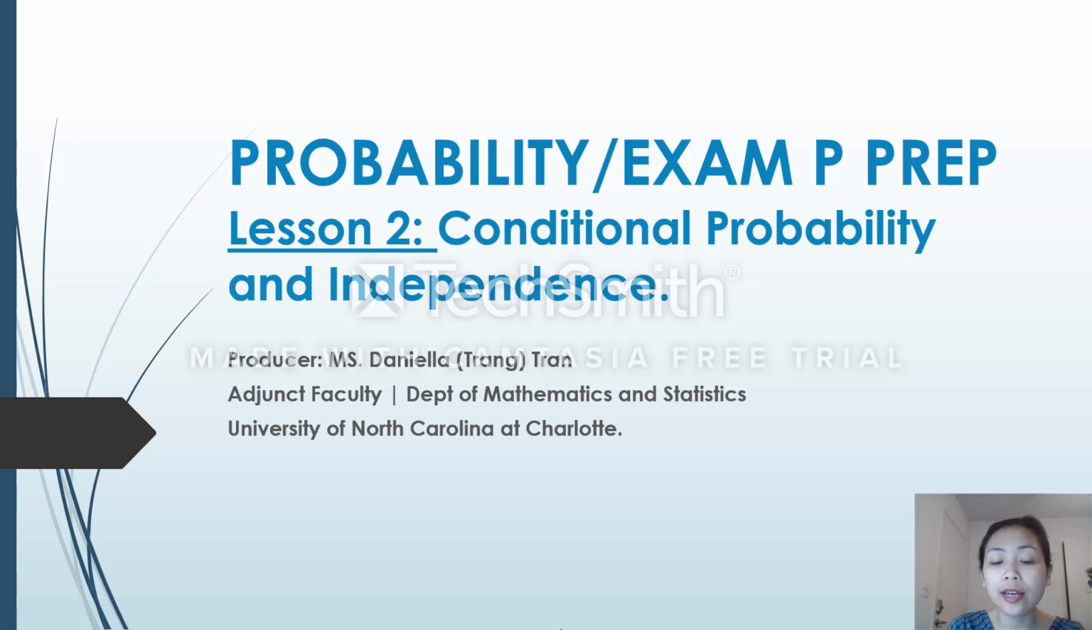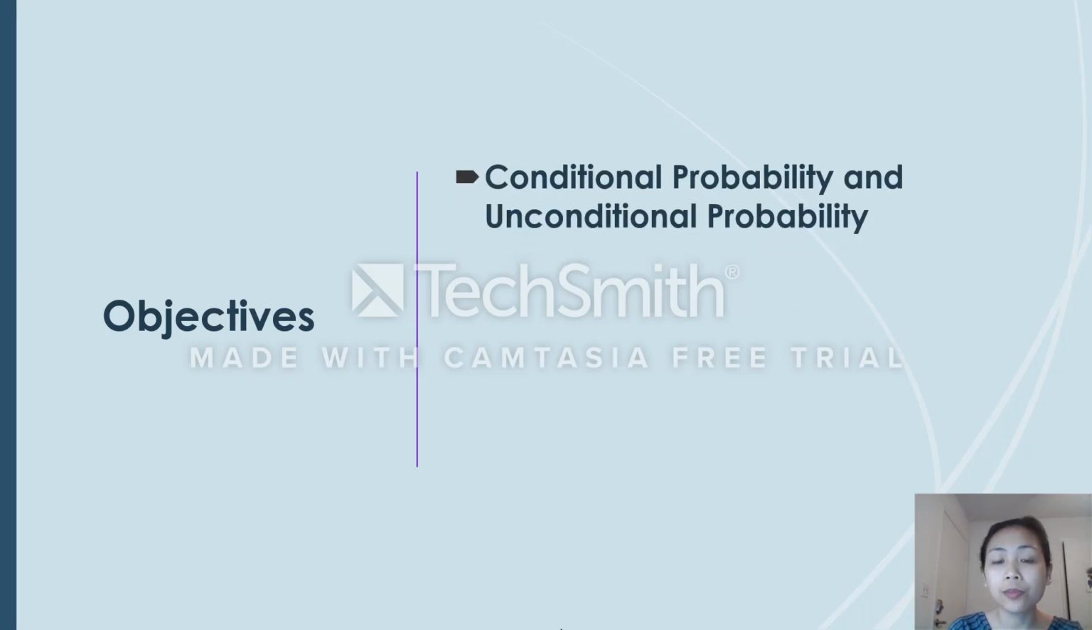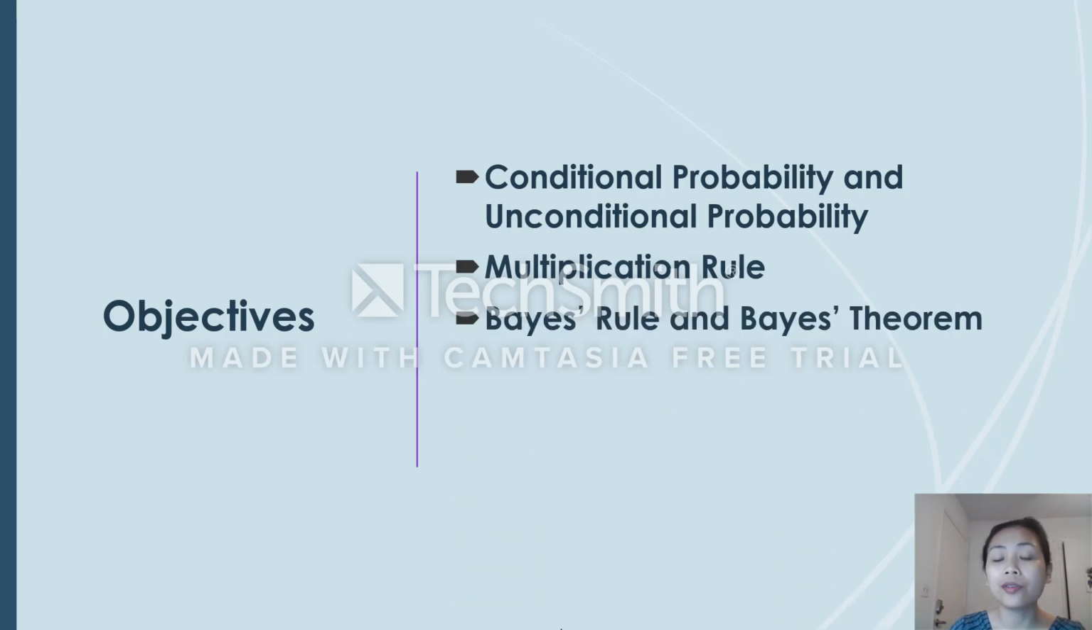Daniel's here and today I'm making my second video in probability and SMPA preparation. My lesson today will be talking about conditional probability and independence. So the objectives. Firstly, I would like to talk about the difference between conditional probability and unconditional probability. Then I will be talking about multiplication rule, Bayes rules, Bayes theorem, and independent events.